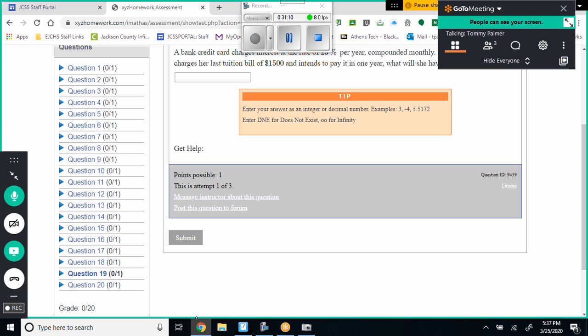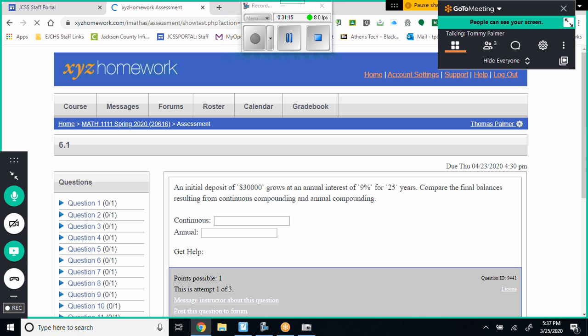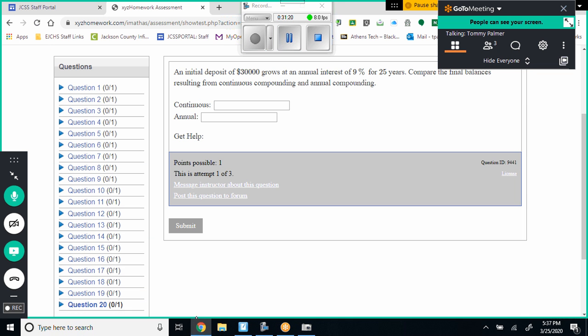Let's look and see if there's any more. Number 20 is just doing both of those, comparing between those. Got to make sure you understand that. Maybe number 16.